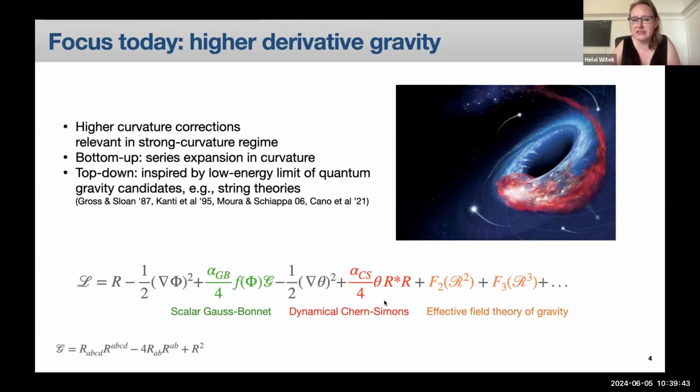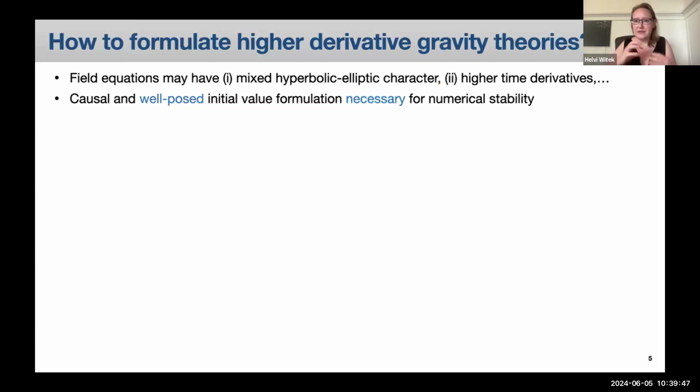So how do we deal with these kinds of theories? Luckily, we now actually have different ways of dealing with these types of equations. I'm just writing it here again. So we can have higher time derivatives. We can have equations that, because of these non-linearities, end up having some kind of mixed hyperbolic elliptic character, different from Einstein's equations.